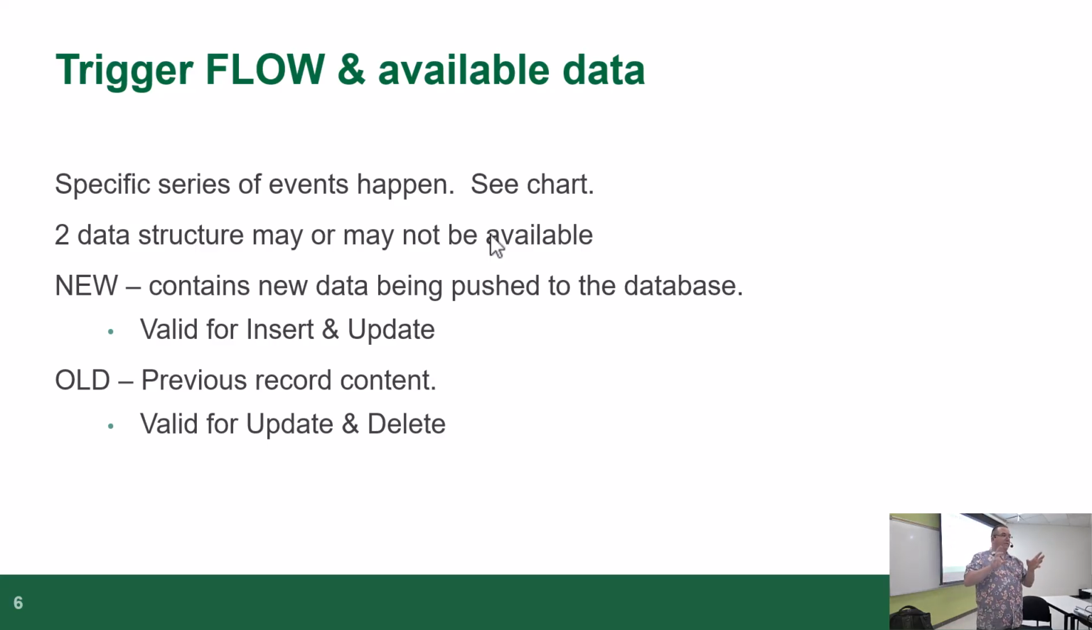However, every single time a trigger fires off, there's 2 potential data structures that get created automatically for you. New and old. New is the new data being pushed in, so when you insert, you're adding new data to the database. When you're updating, you're pushing new values to update a record. You'll get an object called new. This object has every field of that table, so it'll be new dot first name, new dot last name, new dot email. There's also old.